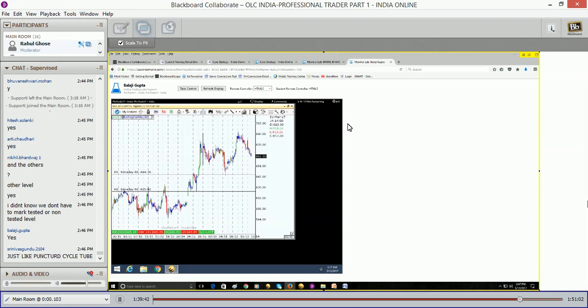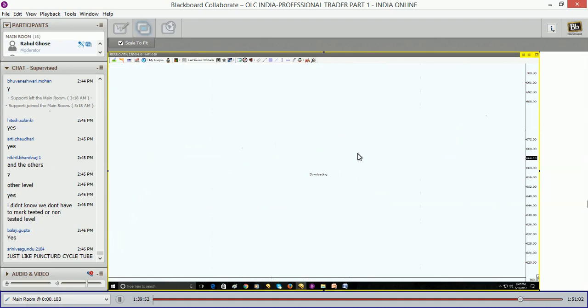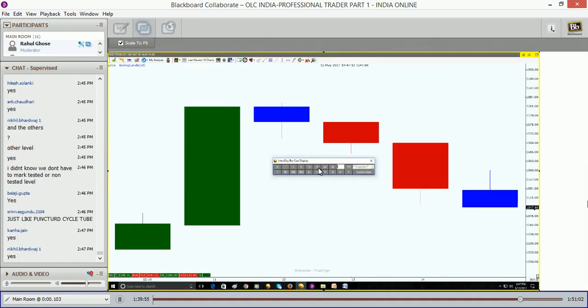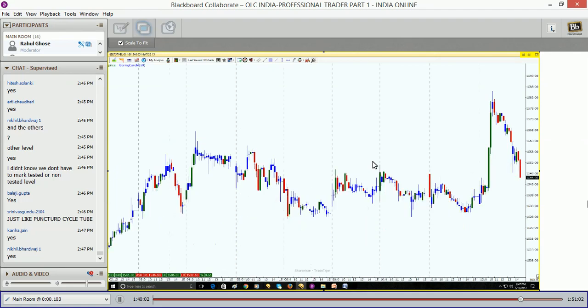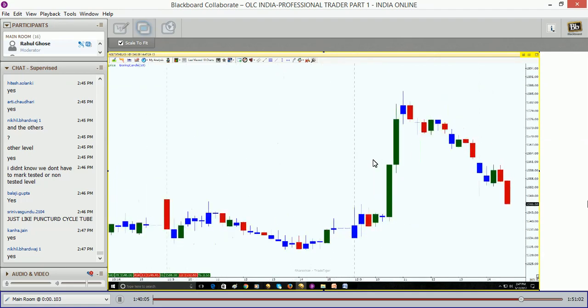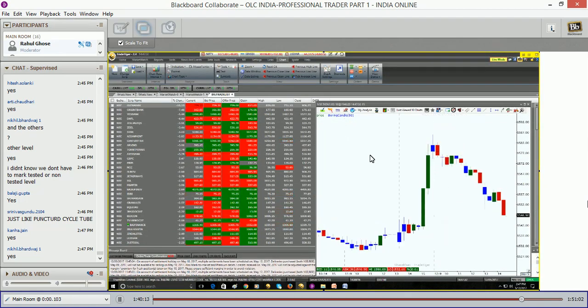Absolutely, Srinivas. Lovely example. Shall we do one last example, friends? Is everybody okay with this? One last example. I want you guys to see where you can see a level on Tata Elxsi on the 15-minute chart. Tata Elxsi on the 15-minute chart, where can you see a level?